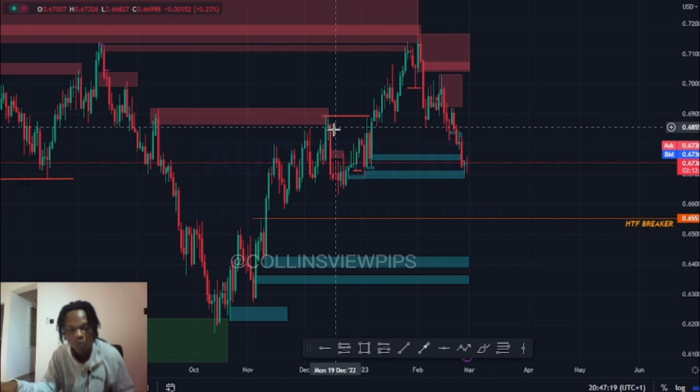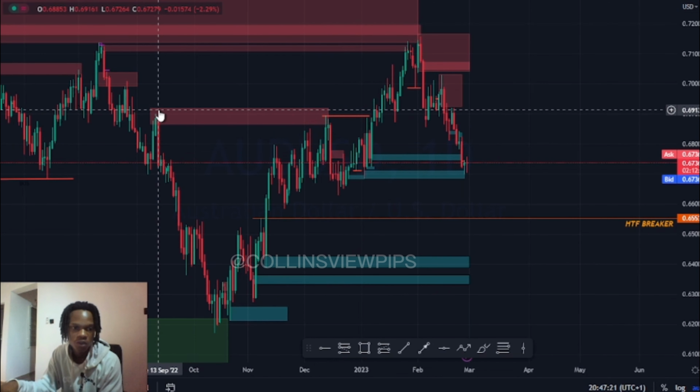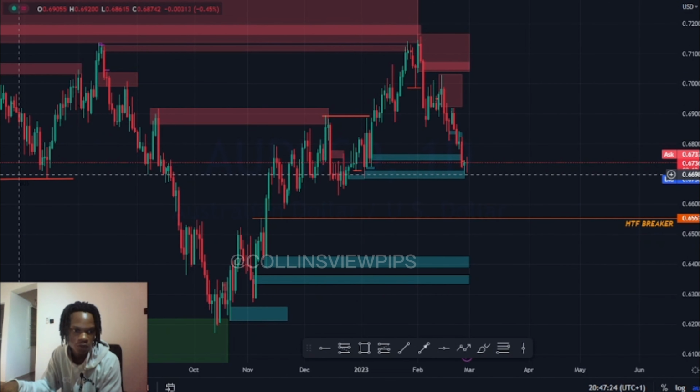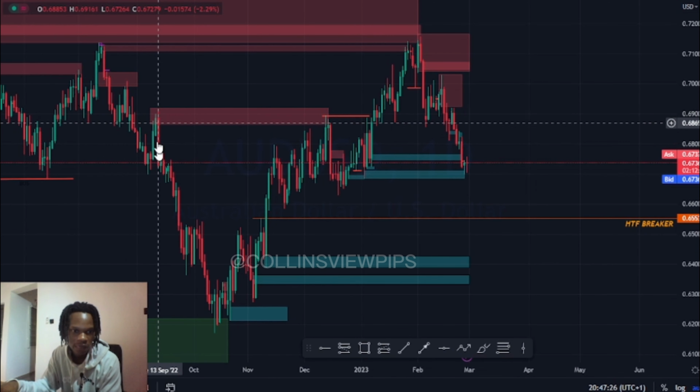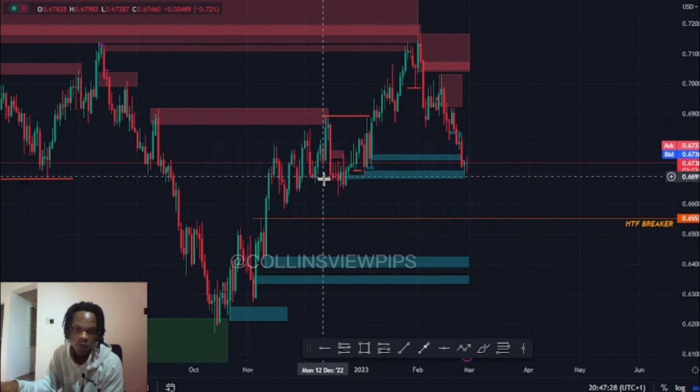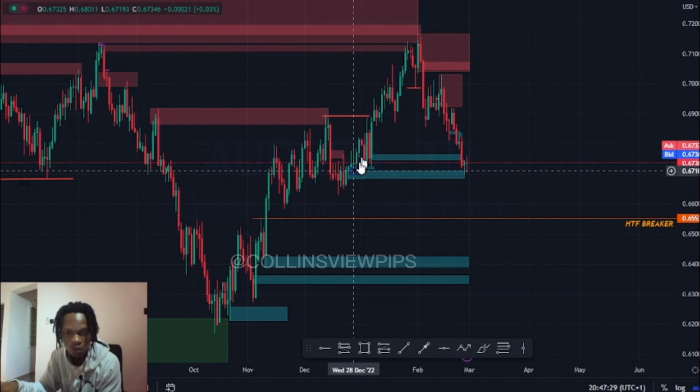This is more like a supply to demand switch. This was the supply that actually broke this low. If you look at it, this was the low. This was the high that actually broke this low, and this was the low that broke the high. So now this is the new structure, the supply to demand switch. There's a transfer of money.